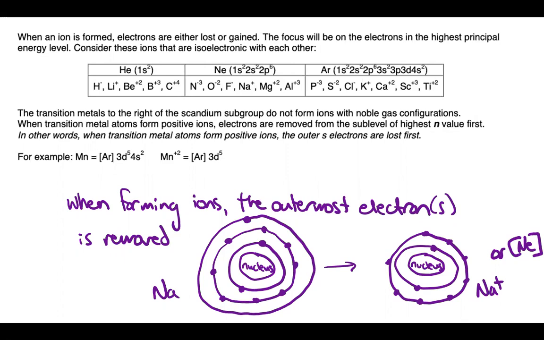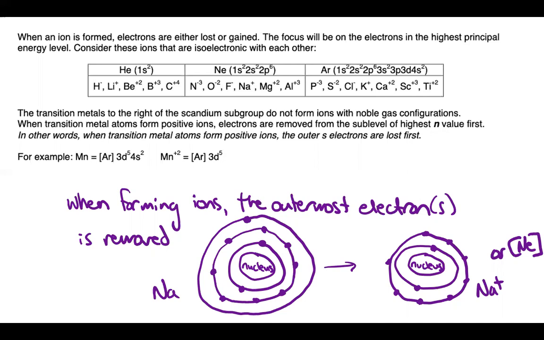So for example, if we're thinking about the brackets that we would use for our short configuration, that might be something that would help us as we're thinking about how to set these up. So the transition metals to the right of the scandium subgroup don't form ions with noble gas configurations. So when transition metal atoms form positive ions, we remove electrons from the sublevel of the highest principal quantum number first. In other words, the outer s electrons are lost first.